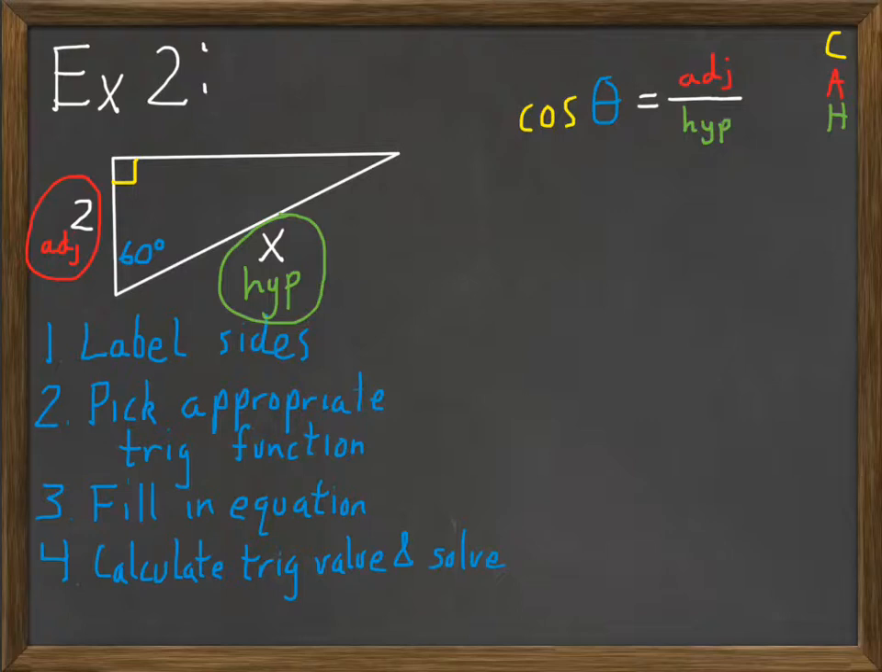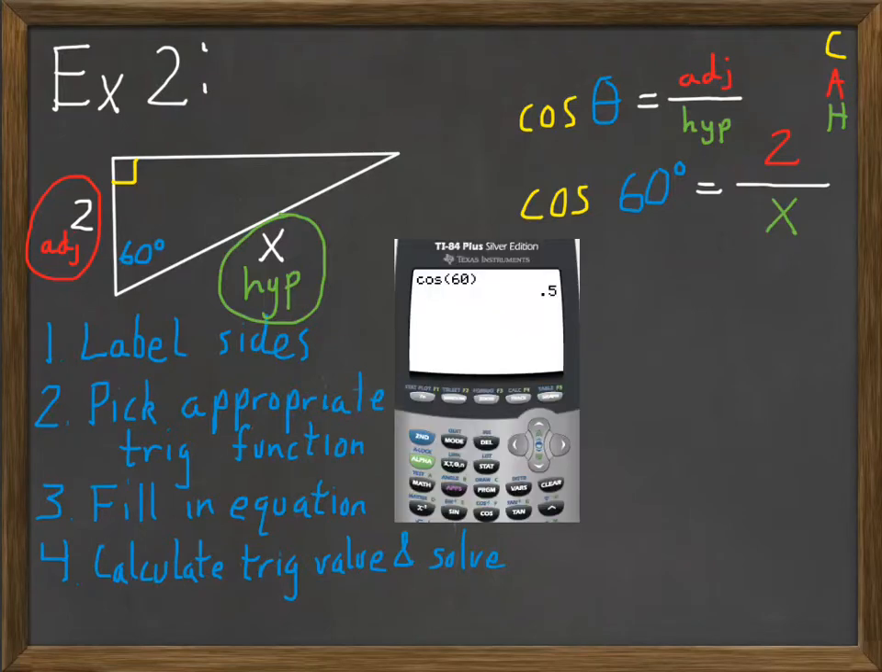Okay, so let me fill in the equation. The angle theta is 60, the adjacent is 2, and the hypotenuse is x. I can figure out what the trig value is by putting cosine of 60 into the calculator. In this case, it's just the simple decimal 0.5. Most of the time it has a lot of decimal places, but this one is actually very specific. Okay, so I have 0.5 equals 2 over x.